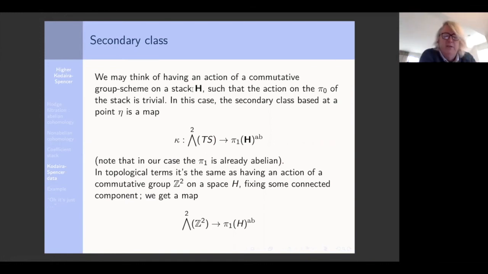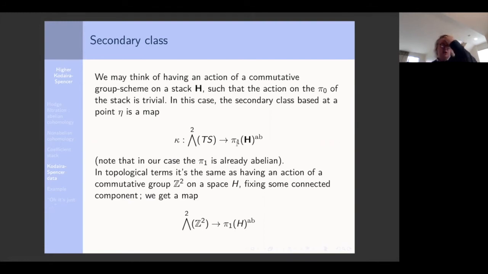Okay, so the secondary class based at a point is going to be a map like that, basically. So what are we saying in topological terms? When you're thinking about these higher stacks, you have to always be thinking about topology, because higher stacks is just topology relative to the site. So, relative to a point, it's just topology. So let's think about that for a minute.